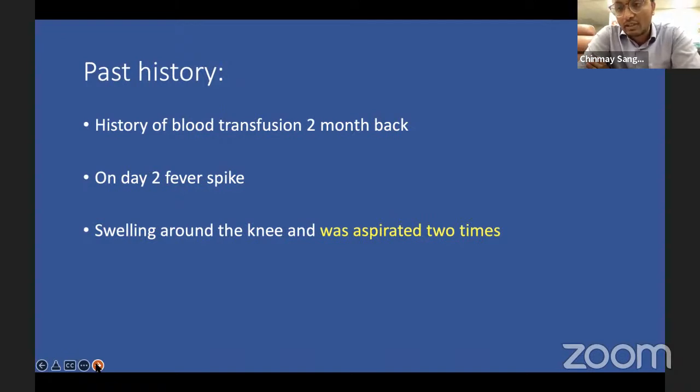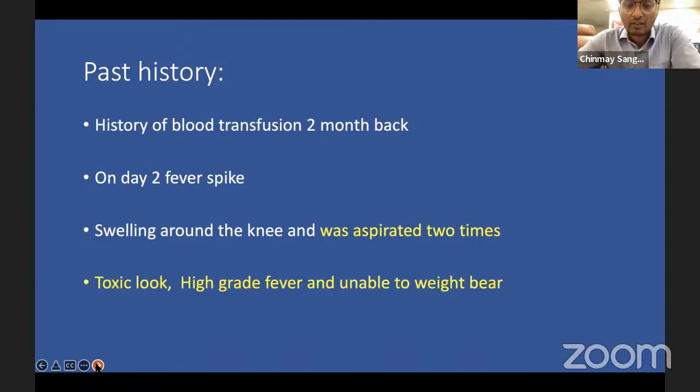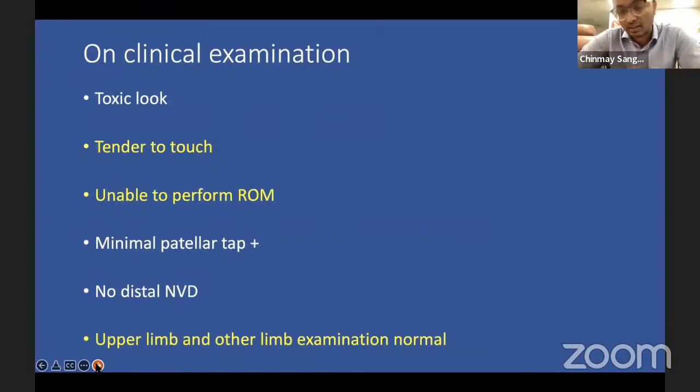It was aspirated two times by the local orthopedic surgeon, the culture was sent, E. coli grew, and appropriate antibiotics were started. But the knee swelling repeated, there was a toxic look and high-grade fever, and she was now unable to weight bear. After taking treatment all over the place for 2 months, she came to the district place, and on clinical examination she has a persistent toxic look, is tender to touch around the knee and femur, and is unable to perform range of motion in the hip and knee.